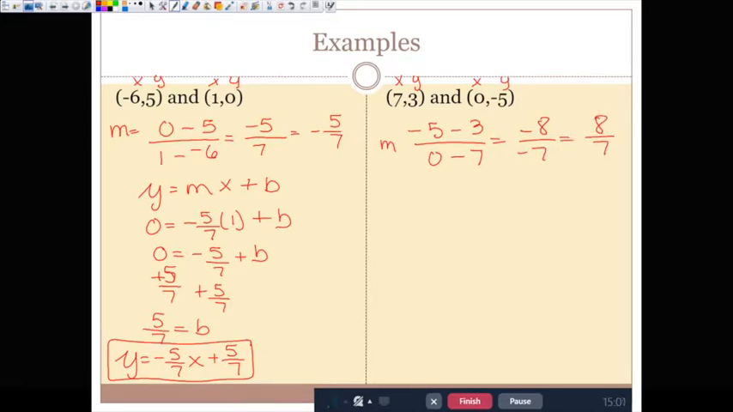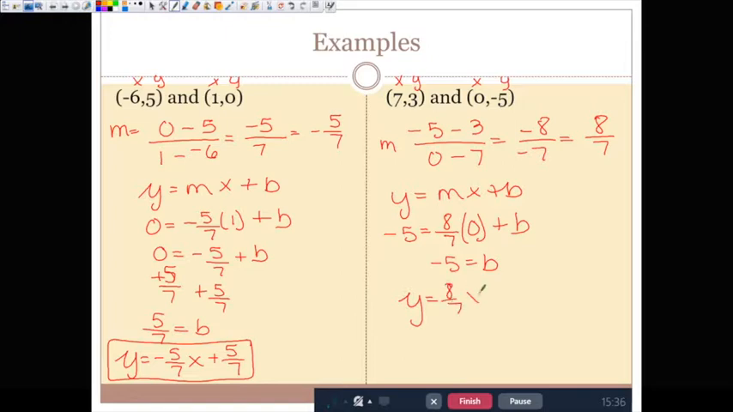Okay, so now, again, they gave me another 0, so I like it when they give me zeros. So we're going to take y equals mx plus b. We need to find b, but I'm going to substitute what I know. So -5 equals m, which is 8 over 7, times x, which I said is 0, plus b, because 0 times anything is 0. So b equals -5. So that's why it makes it nice when we have zeros, because it makes it easier to solve. So y is going to equal 8 over 7x minus 5.